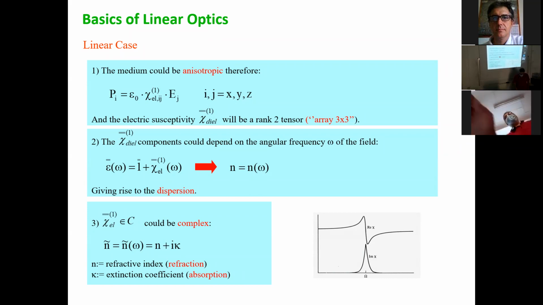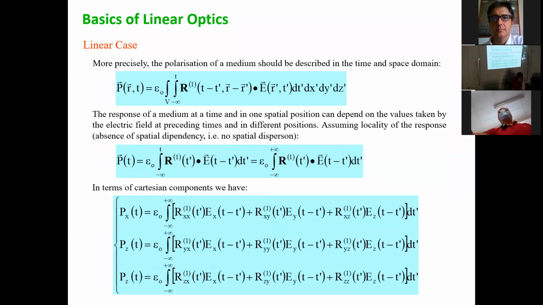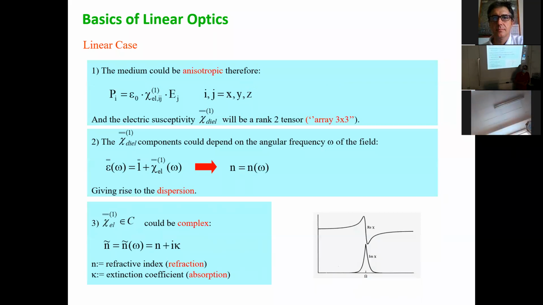Okay. Now, in the next lectures, not today, we will go back to this, and we will explain a bit better what it means that the medium is anisotropic, what it means that there is a dispersion of the refractive index, what it means that the refractive index is complex. So the 3 points that we summarized here will be discussed more in detail during the next lecture.